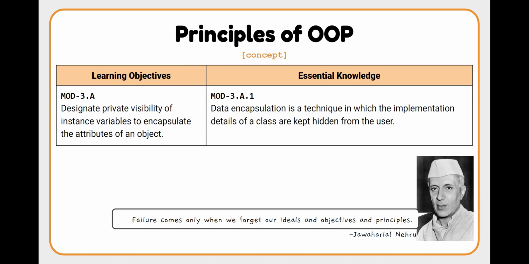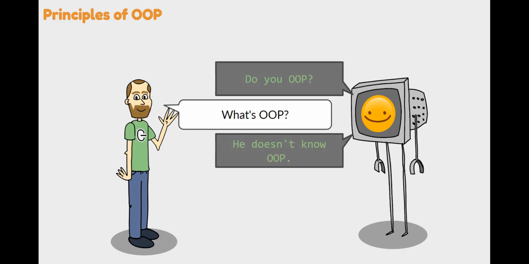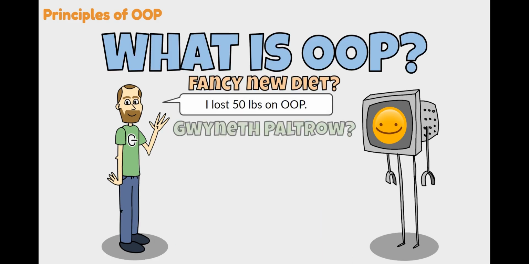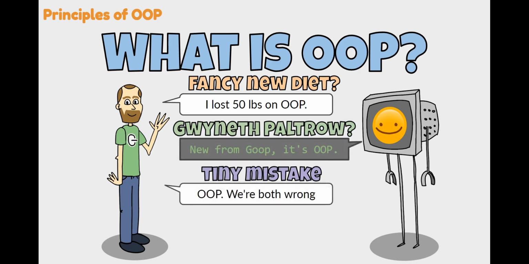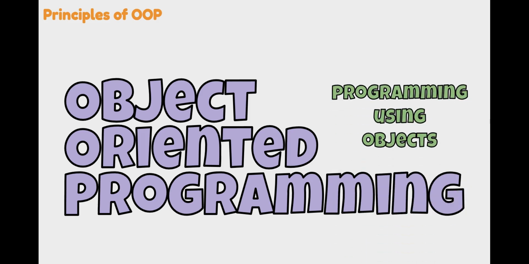Our first topic is principles of OOP, our learning objective. Designate private visibility of instance variables to encapsulate the attributes of an object. Today we're going to be talking a lot about OOP. So we need to figure out what OOP is. Is OOP a fancy new diet? Is OOP a new product from Gwyneth Paltrow? Is OOP just a tiny little mistake? Well, it turns out OOP is actually an acronym for object-oriented programming. All that means is that we are going to be programming using objects.